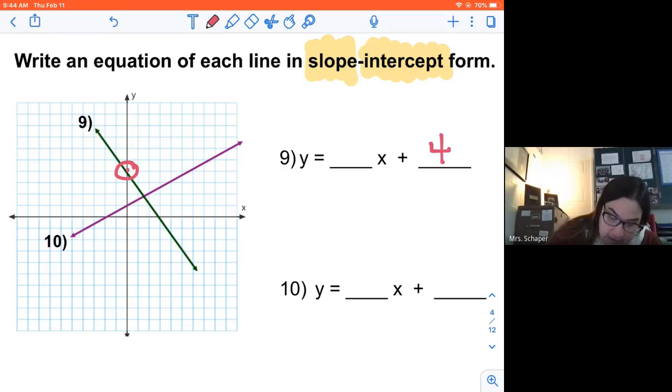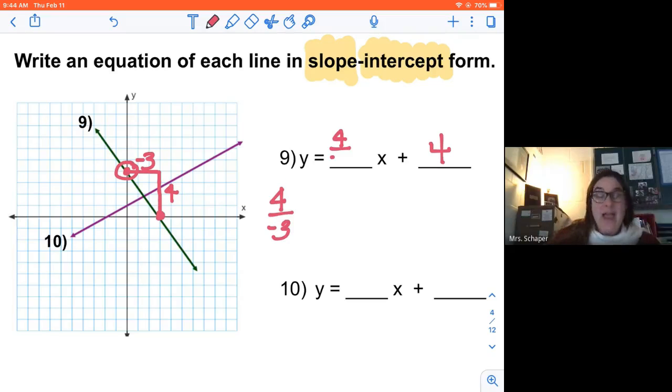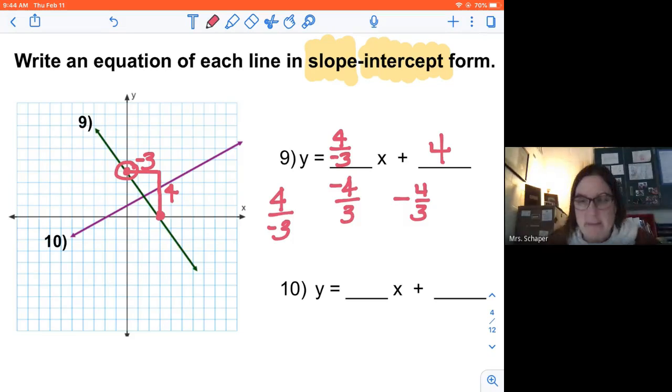So if this is going to be a point and this is a point, okay? So the slope of my line is I'm going to rise 1, 2, 3, 4, and I'm going to run -3. So my slope is rise 4, run 3. So my slope is 4 over -3. And you could also write it as -4 over 3, and you could also write it as -4/3. Any of those work for me. Doesn't matter. Okay.